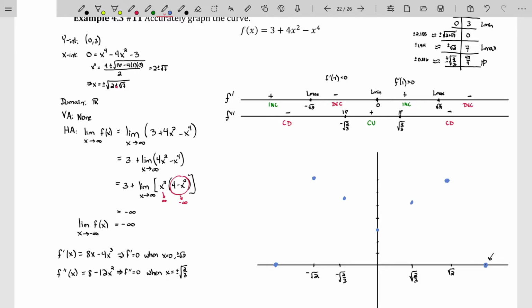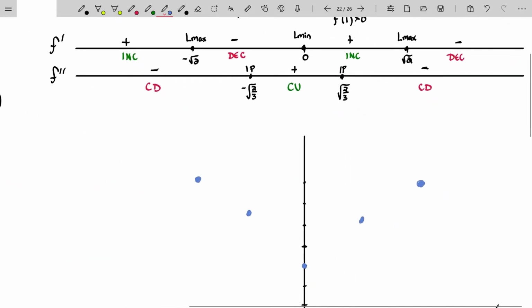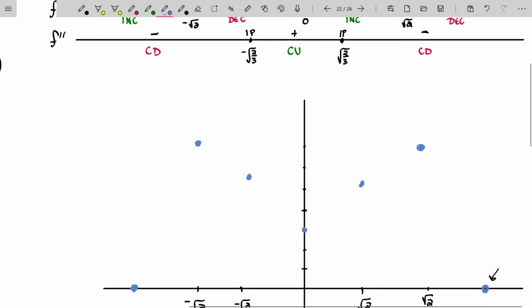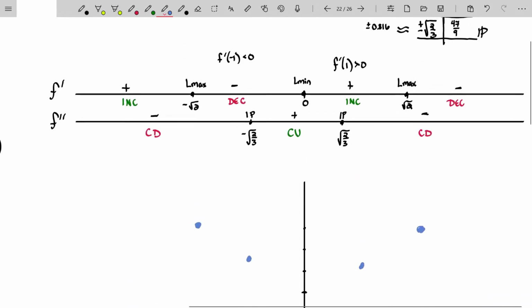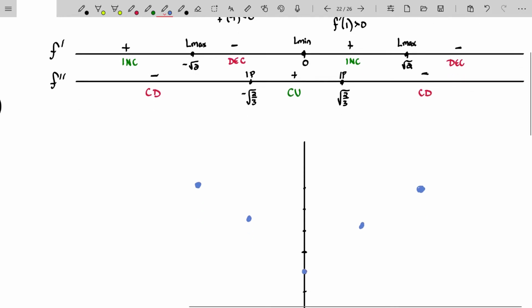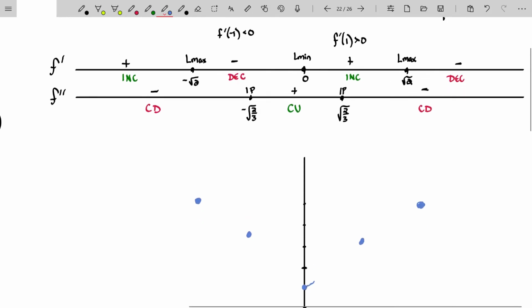Now, you could just choose some place to start graphing. I usually just start graphing at the y-axis. We have a local minimum at the actual y-axis. Sorry, my hand keeps moving the screen. And we're concave up. So I happen to know it's going to look like this. It's going to be increasing on that interval until it gets to the square root of 2/3, where we're going to get an inflection point. So it'll go from concave up to concave down at that moment.